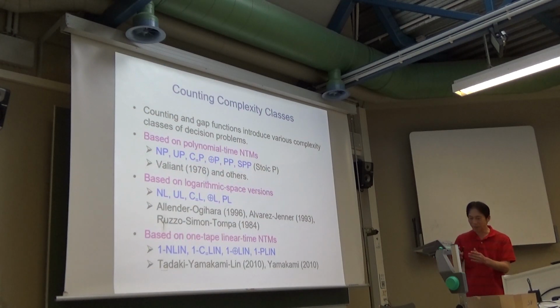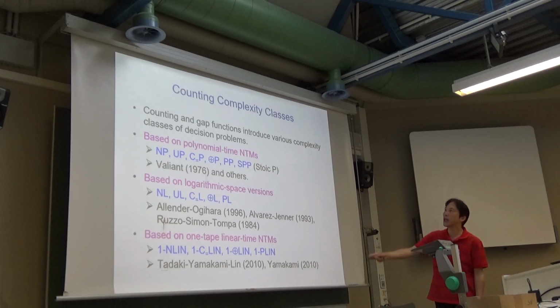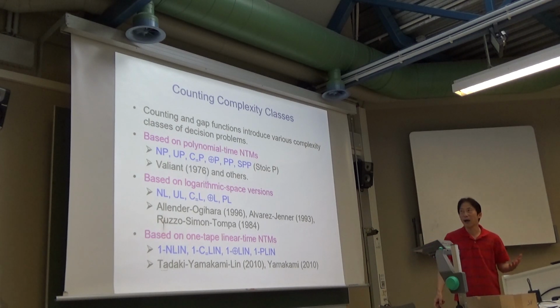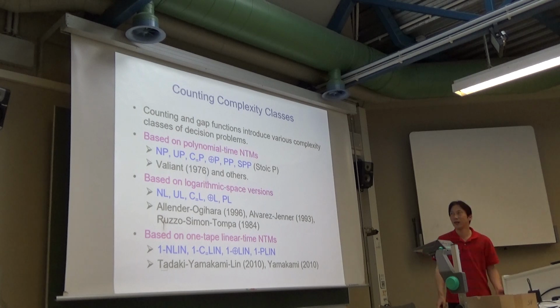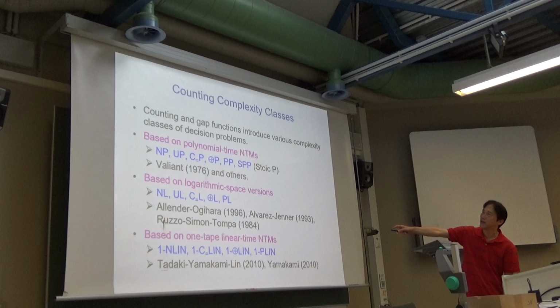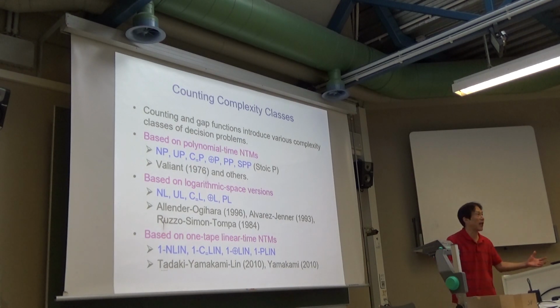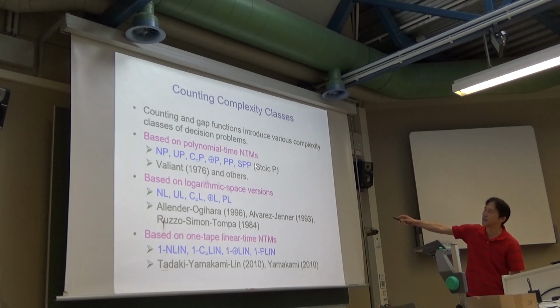Okay, so keep in mind that those counting and gap functions introduce a whole bunch of complexity classes. For example, in the polynomial-time setting, NP is also defined by counting functions, and so are UP, C=P, #P, PP, and SPP. Those complexity classes are defined this way, particularly NP, UP, ⊕P and PP, and they are really well studied so far.